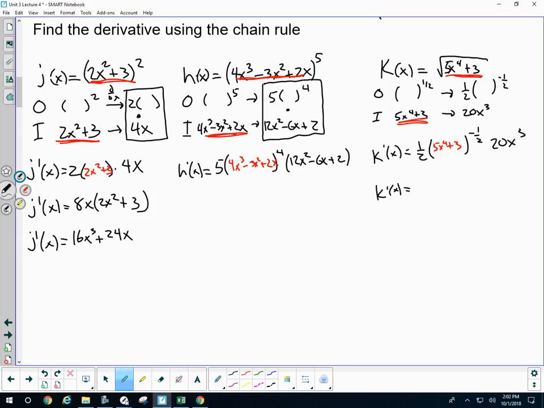We would simplify this a little bit. 20 times a half is 10. I have 10x cubed over root 5x to the 4th plus 3. All right, do the next one. That's on your paper. Check your answer with a neighbor.